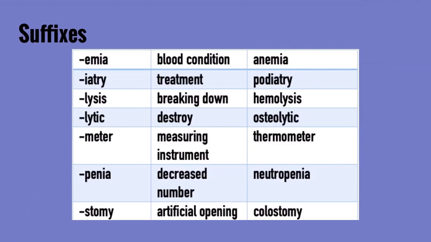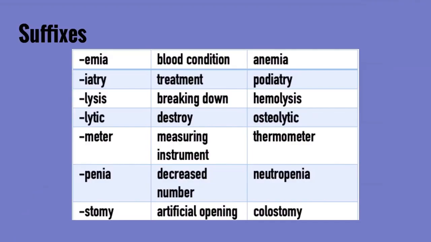So we learned in the last one in the root words that leuko means white. So adding penia, leukopenia would mean a decreased number of white blood cells. A stomie is an artificial opening, so a colostomy would be an artificial opening in the colon.